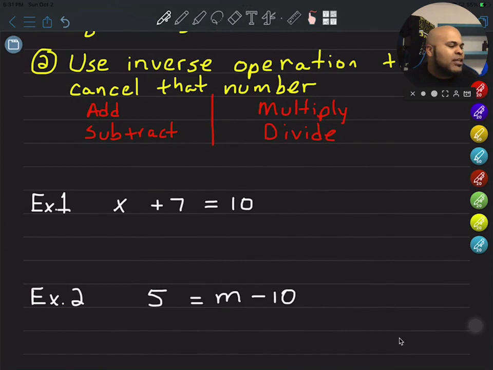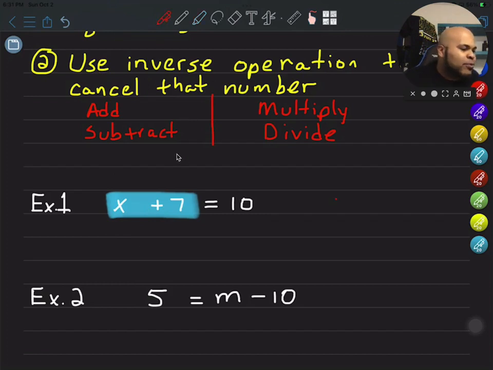Well, the first thing is to ask yourself, why is the variable not by itself on that side of the equal sign? And the reason is, here's the equal sign, I'm on the left, because we're adding 7 to x. So we got to do the inverse, right? Use the inverse operation to cancel it. So if we're adding, the inverse operation will be to subtract. So we're going to subtract 7 from both sides, right?